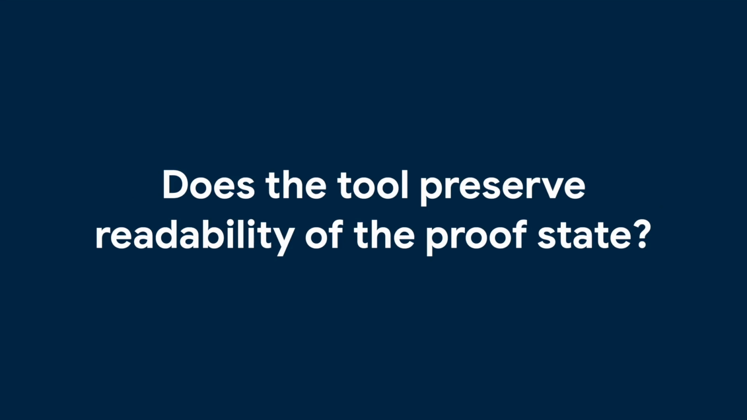Does the tool preserve readability of the proof state? Well, usually the tool changes x into x prime, f into f prime, etc. But there are some cases where the names are auto-generated and not very nice, but the tool is made to be called with an automation tactic right after, so it's not a big deal.